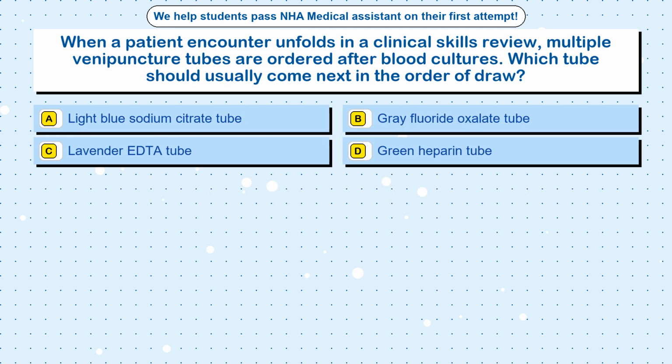Question 56. When a patient encounter unfolds in a clinical skills review, multiple venipuncture tubes are ordered after blood cultures. Which tube should usually come next in the order of draw? Option A. Light blue sodium citrate tube. Option B. Gray fluoride oxalate tube. Option C. Lavender EDTA tube. Option D. Green heparin tube.